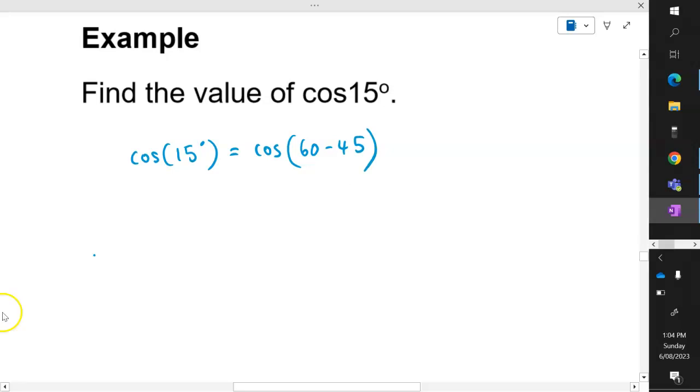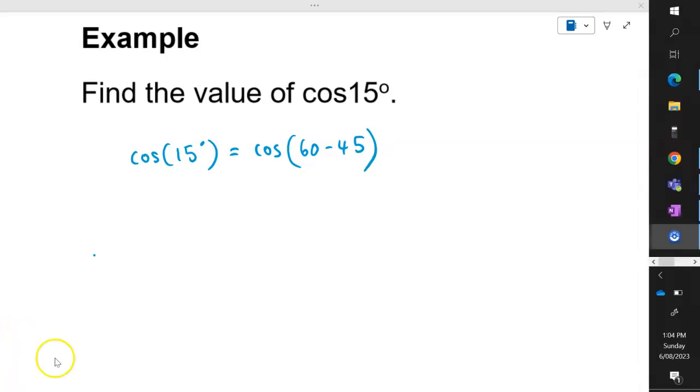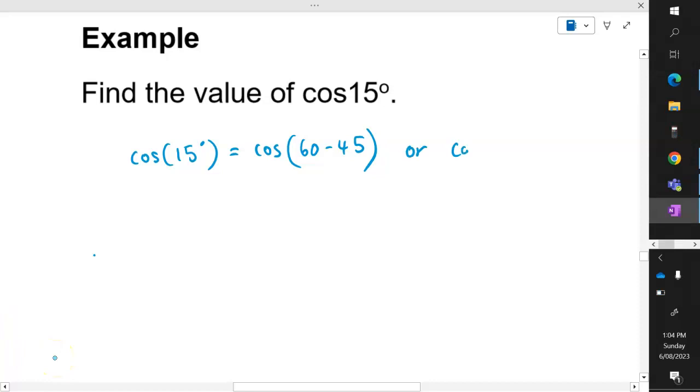Now we need to know our rules for that one as well. Or what you might have chosen was cos of 45 minus 30. Either way will work. I'm going to choose the first one because that's the one that I've got there as first. We need to think of what our rule would be for cos of A minus B. Let's look that one up.